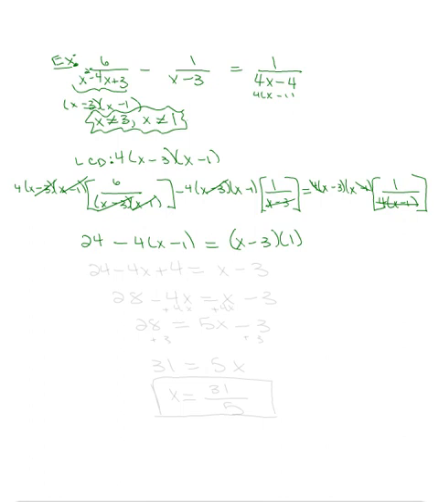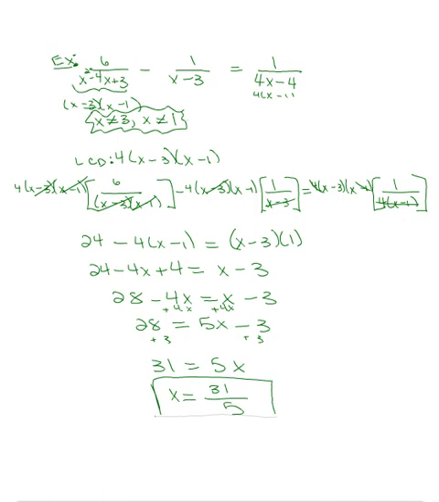So now what we have is 24 minus 4x plus 4 equals x minus 3. 24 plus 4 is 28, minus 4x equals x minus 3. We want to get x's on one side. I'm going to add 4x to both sides, giving me 5x minus 3. Then we add 3 to both sides. We get 31 equals 5x, and x equals 31 over 5, and x can't be 1 or 3, so we're okay.